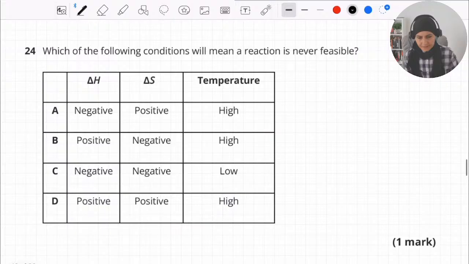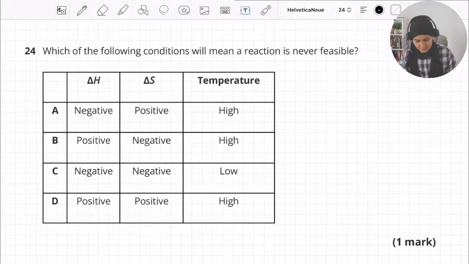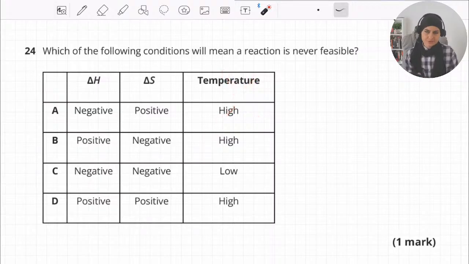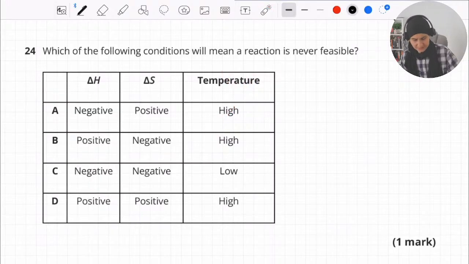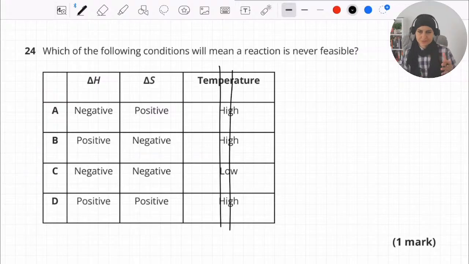Next question. Which of the following conditions will mean a reaction is never feasible? I think there is a typo in this question. You don't need obviously the temperature, because if it's never feasible, it's at both temperatures, high and low. So I guess that's a mistake in the question. But again, this is from Save My Exams, right? So in the real exam, hopefully you will not get these questions because they would be moderated better. Okay, well, let's see. So which of the following conditions, so we just choose delta H and delta S, will mean a reaction is never feasible.